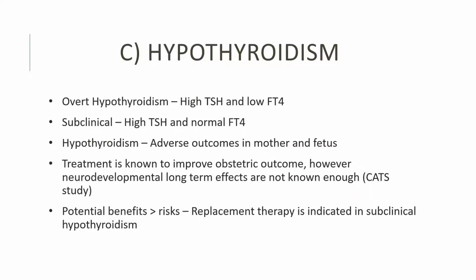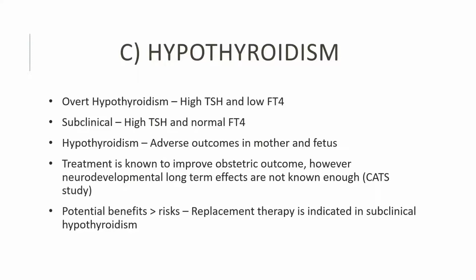Now coming to hypothyroidism. Overt hypothyroidism is defined as high TSH and low FT4, and subclinical is defined as high TSH with normal FT4. You know that. Hypothyroidism is well known to have adverse outcomes both in the mother and fetus, and I have published a paper on this topic where I have mentioned the maternal outcomes, and now I'm going to publish another on the neonatal outcome in the coming days. Treatment is known to improve the obstetric outcome. However, neurodevelopmental long-term effects are not known enough.